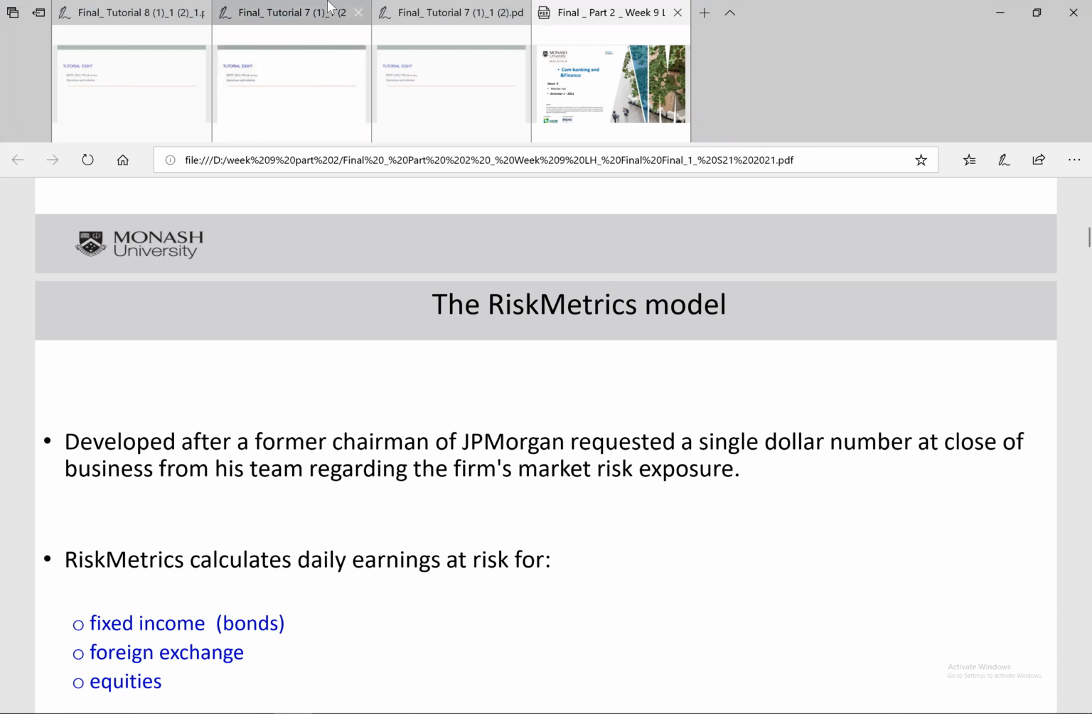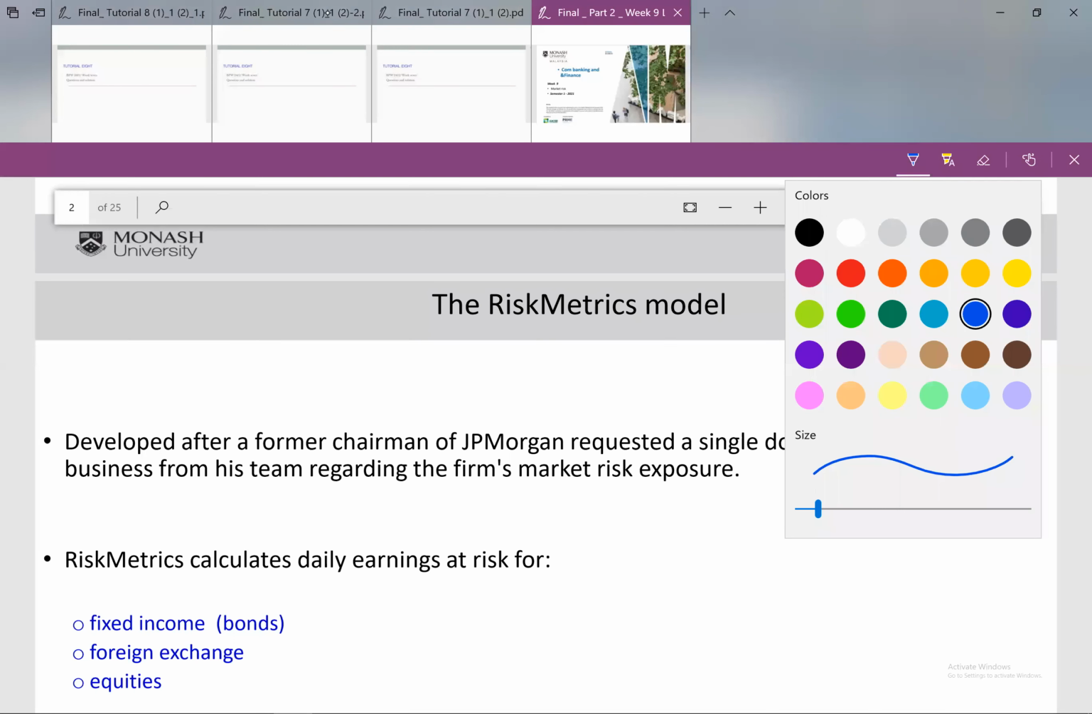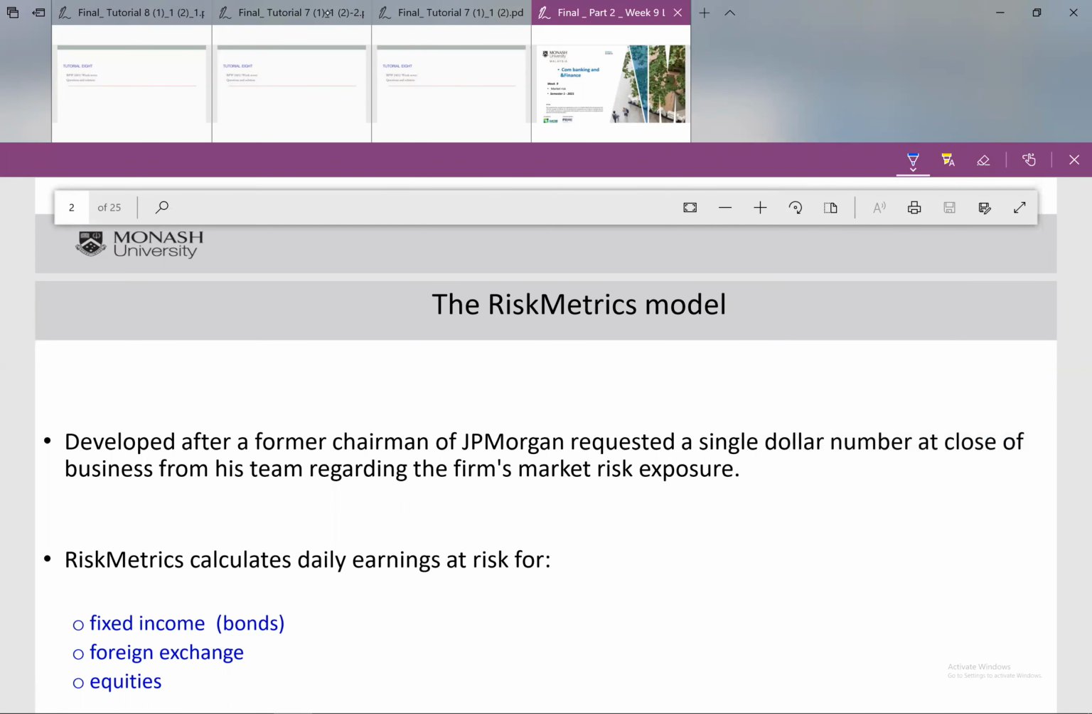So remember, what we are going to do today is the following. We are trying to calculate the market risk. Now for the market risk, we have to follow what we call the risk matrix. And the risk matrix, we can have it for so many asset classes, but we are limiting it today to fixed income, foreign exchange, and equities. And the process is like this.